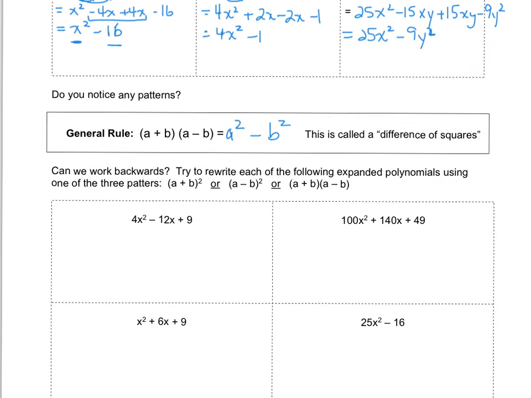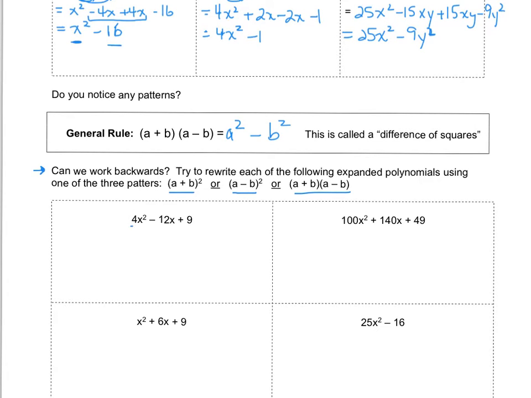So why do we care? These patterns that we have for this particular lesson are important because when we want to work backwards, to take the standard or expanded form and rewrite it in its factored form, these patterns will help us get there. So this is going to be our focus for the next lessons after this one. Can we work backwards? Try to rewrite each of the following expanded polynomials using one of these three patterns: either the square of a binomial with a sum in between, or the square of a binomial with a subtract in between, or the conjugates of two binomials.